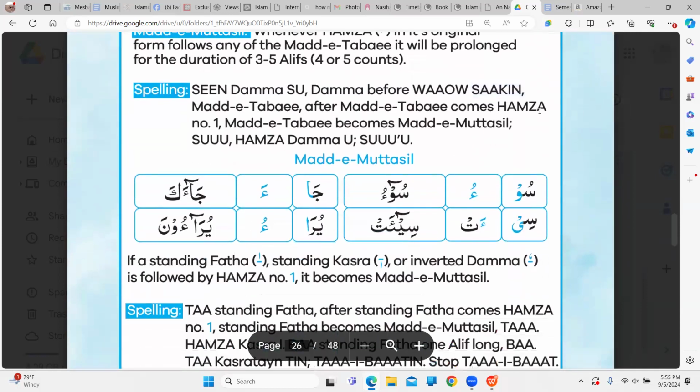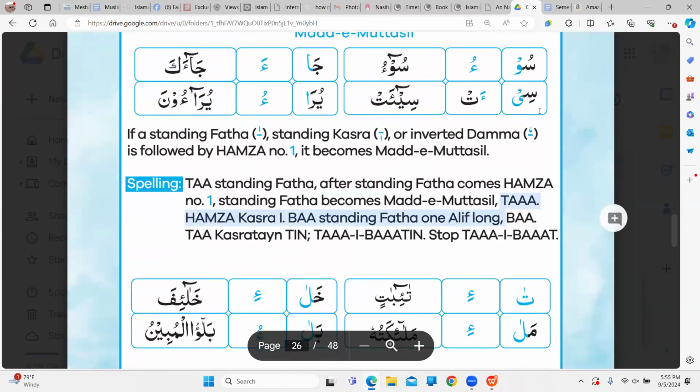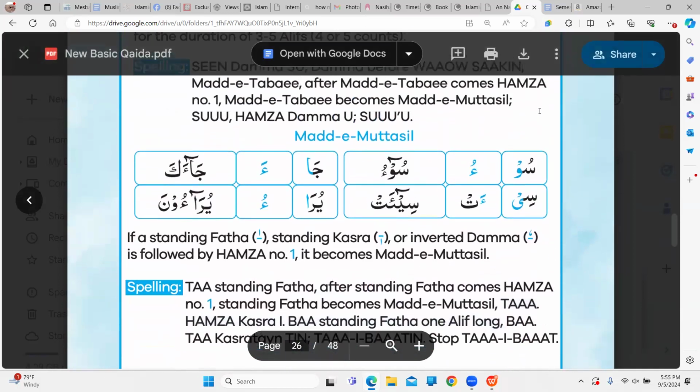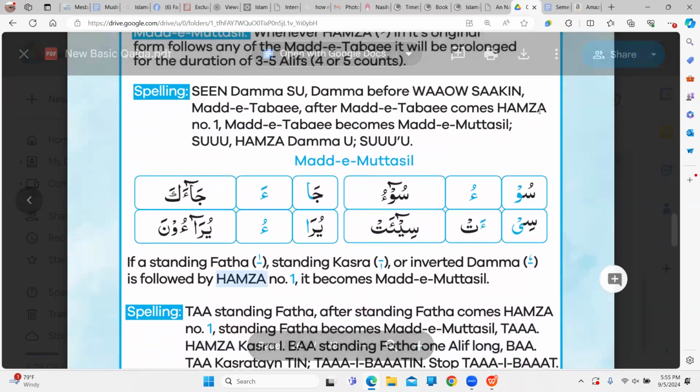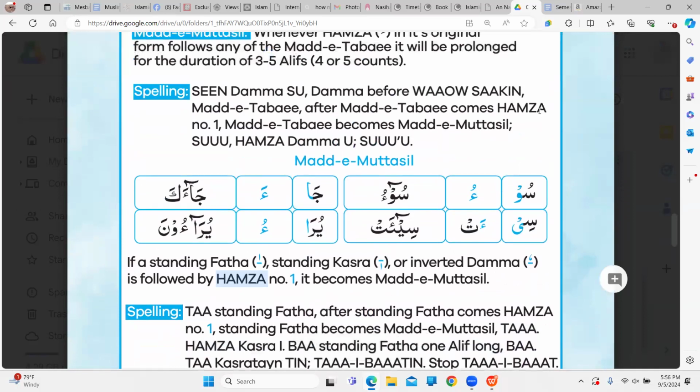Okay. Then we have the mudud, right? So in the mudud, we have, for example, maddul muttasil. Let's take the first example. You see the spelling on top? So you have su, right? So seen, dhamma, su. Dhamma before waw sakin, madd tab'i is usually one alif long. Then you say, after madd tab'i came a hamza, number 1, or the hamza without queen. So the madd tab'i will change into madd muttasil.